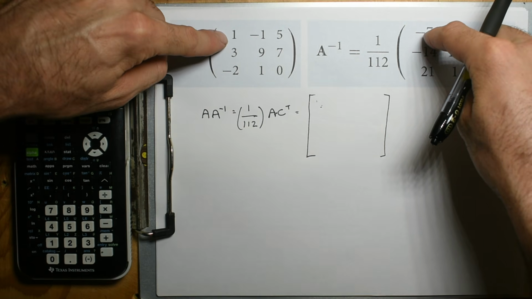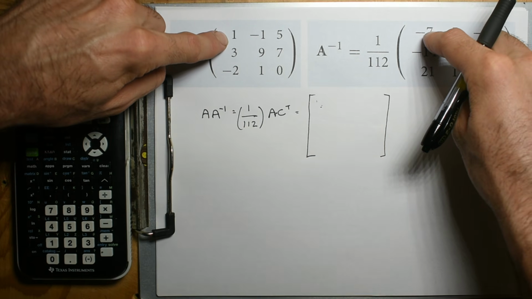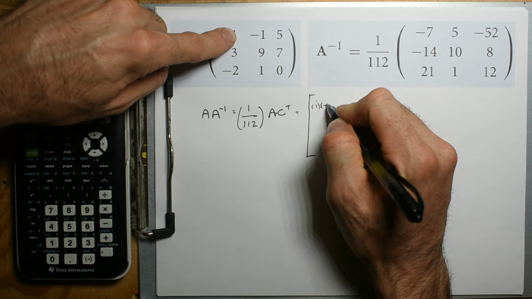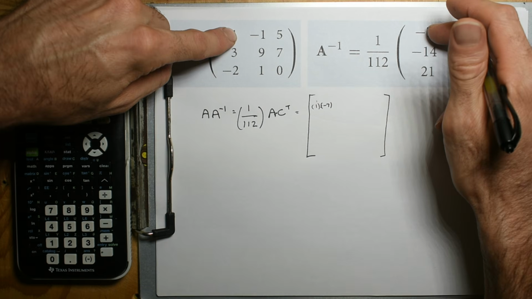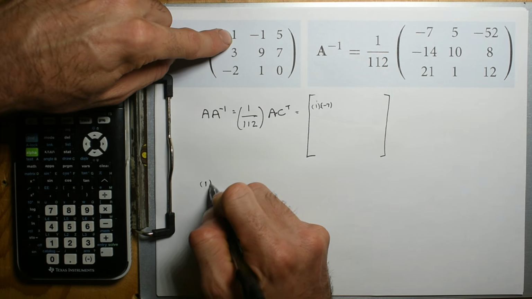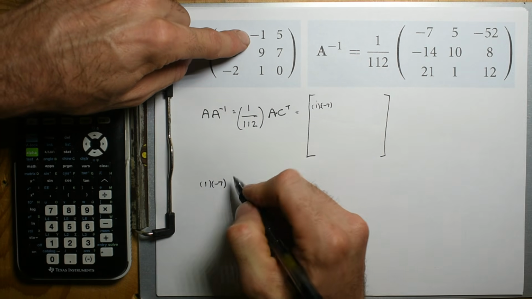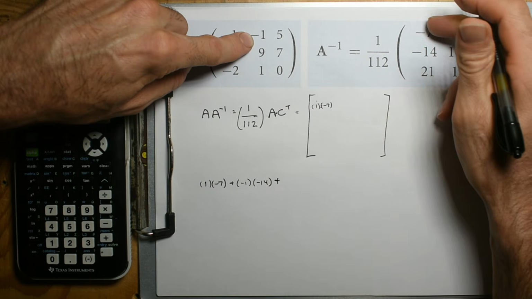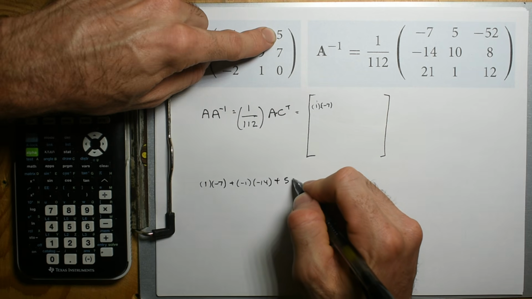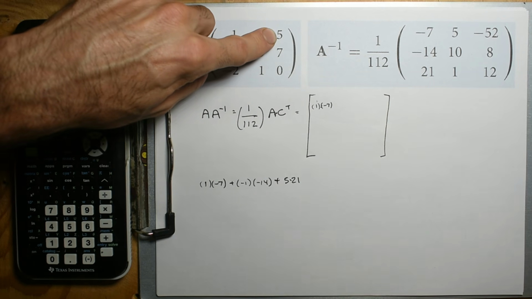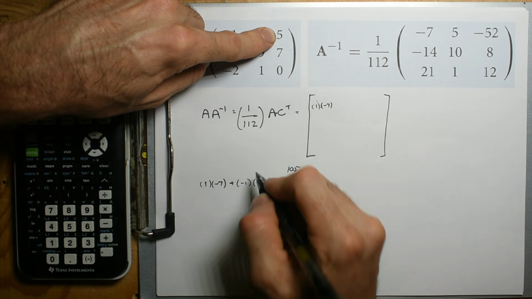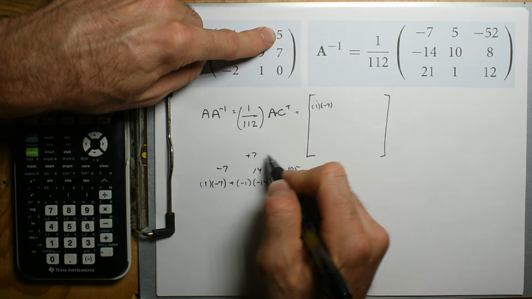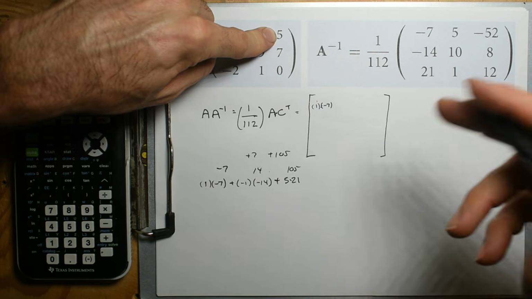So we have 1 times negative 7, plus negative 1 times negative 14, plus, this is really difficult to do in your head, 5 times 21. 5 times 21 is 105. This is going to be 14, and this is going to be minus 7. These two are going to be plus 7 plus 105. That's going to be 112.